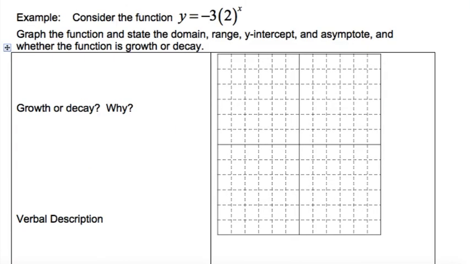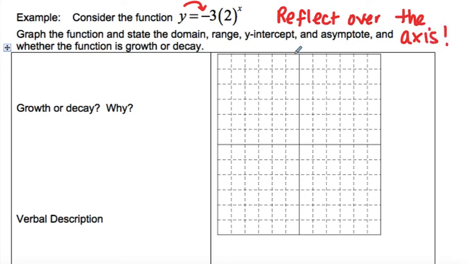All right, I want you to consider this one. -3 times 2 to the x. What does that do to the graph? Now, you may remember in all of our other functions, that's the a term. Now I've made the a negative. So hopefully you're seeing that that's going to reflect over the x-axis.